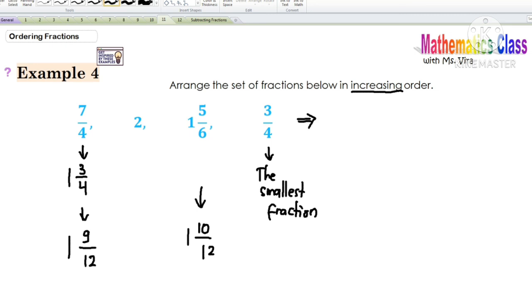Because the question says we need to arrange those fractions in increasing order, we need to start with the smallest fraction. 3/4 is the smallest fraction. Next, 7/4. Next, 1 whole 5/6, and the last is 2 wholes.